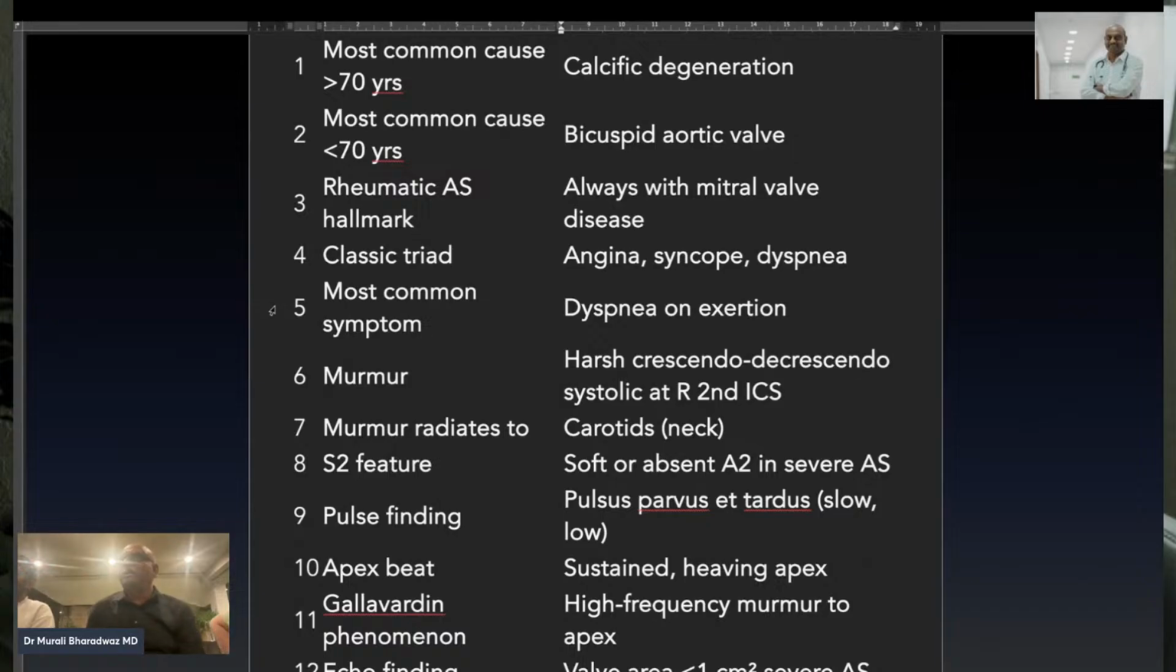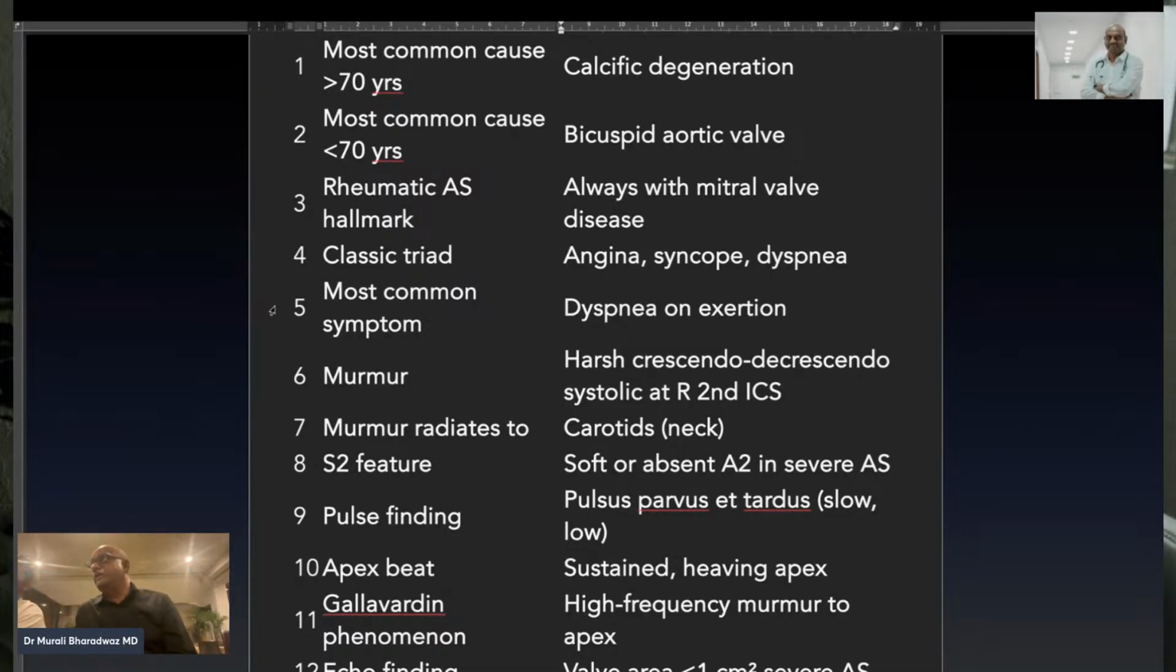And rheumatic AS. Rheumatic AS never occurs in isolation. It often happens along with the mitral valve. MS plus AS comes as an offer. Now, what is the classical clinical feature of aortic stenosis? Triad: exertional angina, exertional syncope, exertional dyspnea.